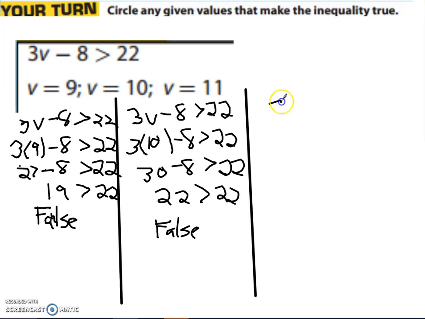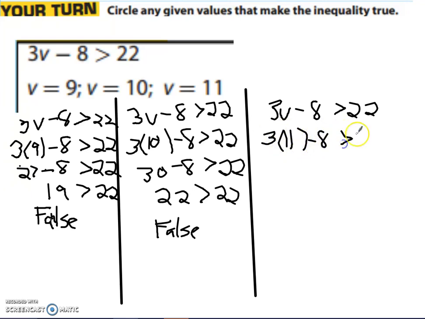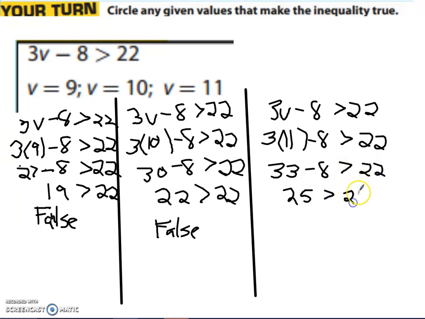So we have 3v minus 8 greater than 22. If we say 3 times 11, we get 33. 33 minus 8 is 25. Is 25 greater than 22? Yes, true. The only point that is greater is 25. All right, let's go to the last one.